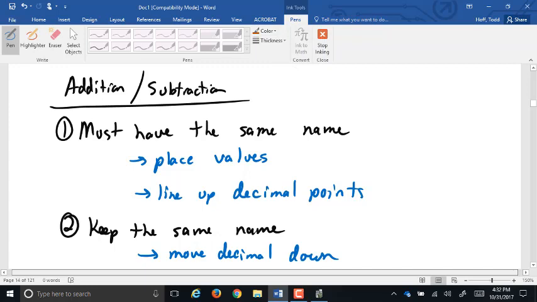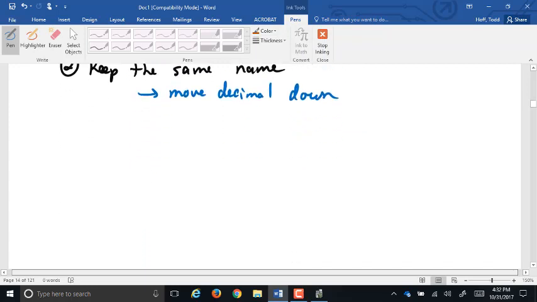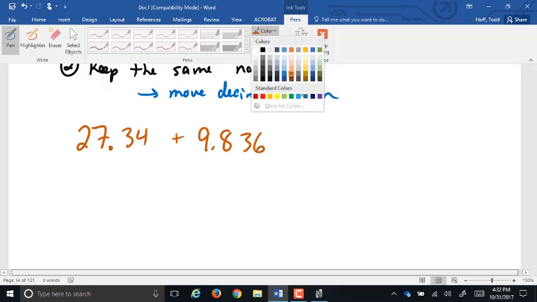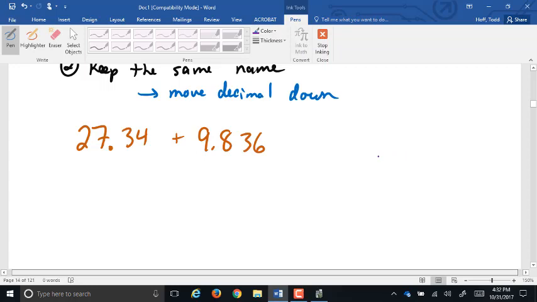So let's look at some examples. If I have 27.34 plus 9.83, let's do that. Actually, I wanted to go one more digit there. 9.836 is what I wanted. There we go.